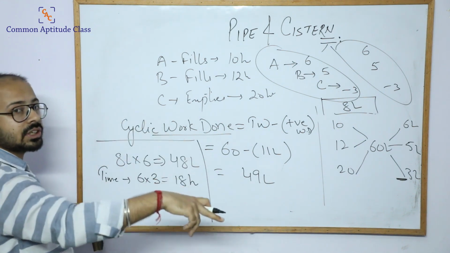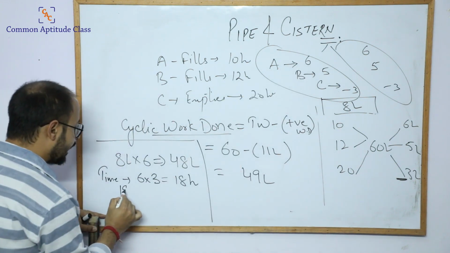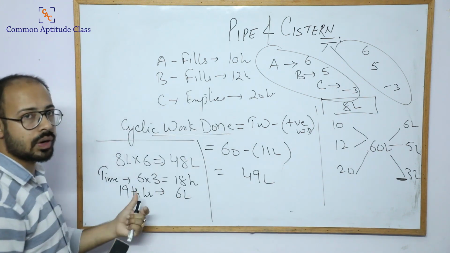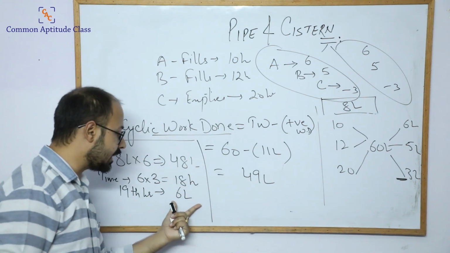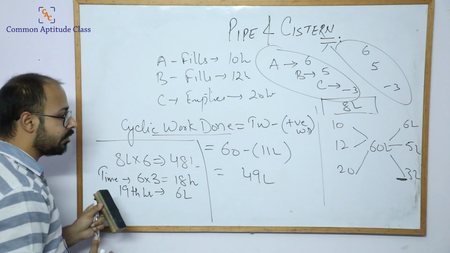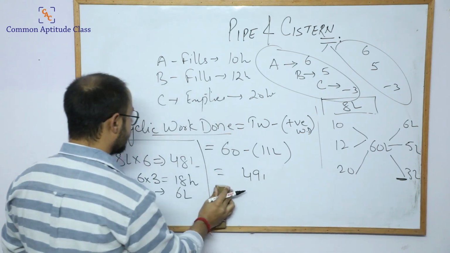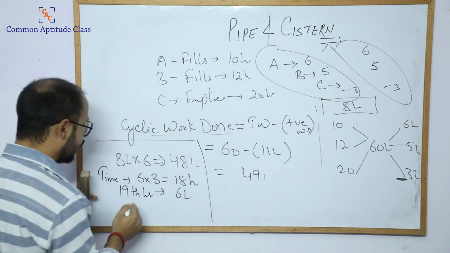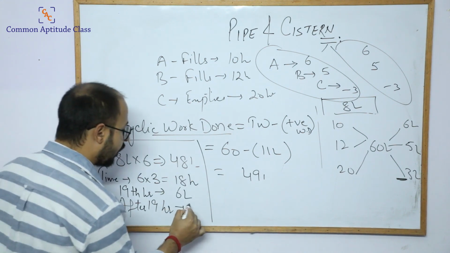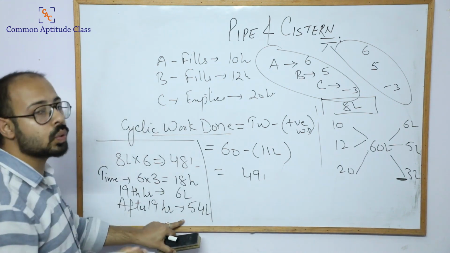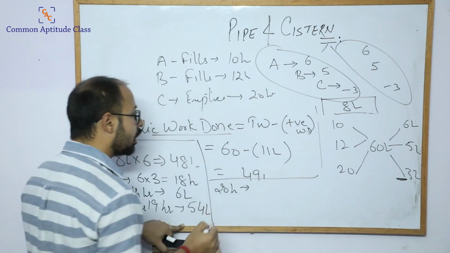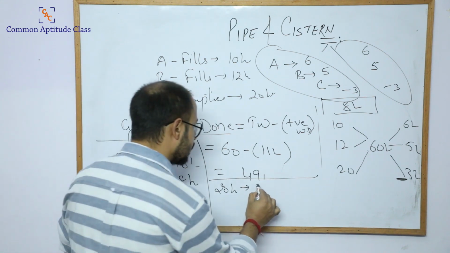So in the 19th hour, which tap will go? A will go and fill 6 liters. So what quantity is done? 48 plus 6, 54. After 19 hours, the quantity filled is 54 liters. Till now done. On the 20th hour, which tap will go? B will go, B will fill 5 liters.